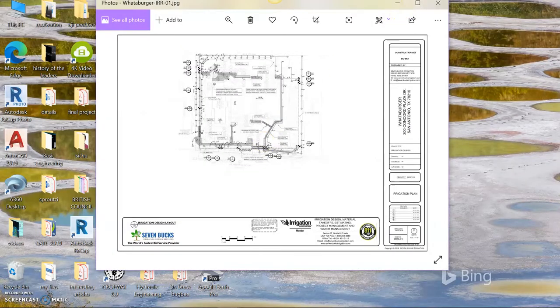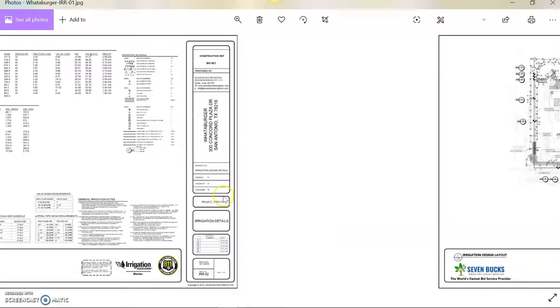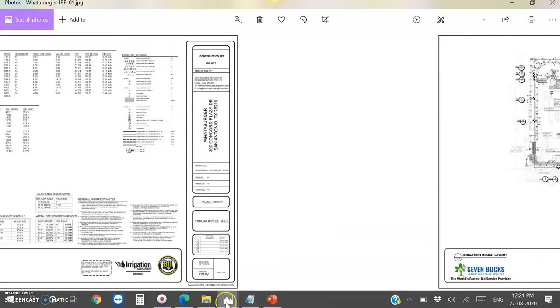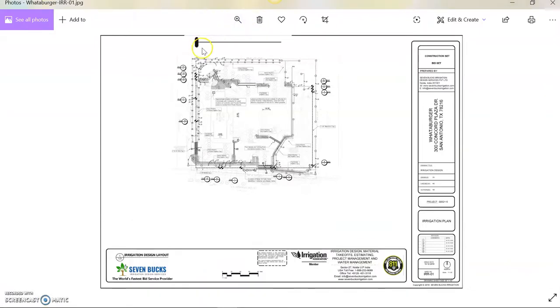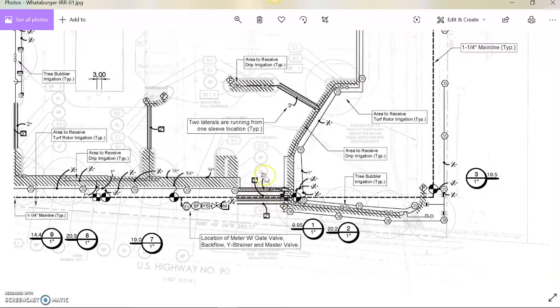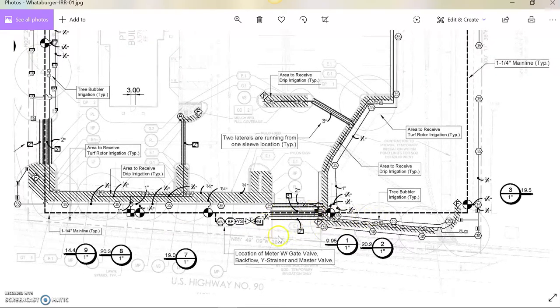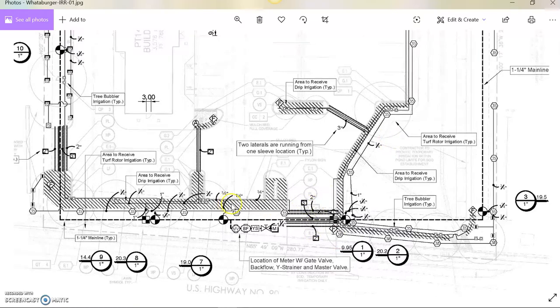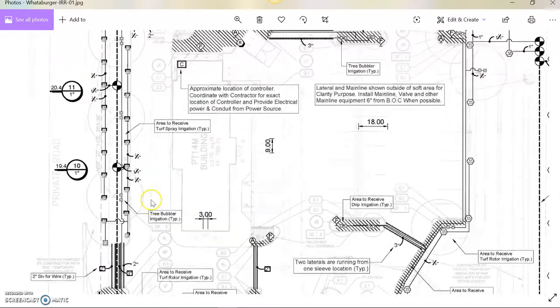We need to use sleeves in the hard areas, like if there are any roads or pathways, or anything the pipeline passes under. We need to use sleeves over the pipes because they are susceptible to pressure from above. So we need to cover them with one more safety sleeve. That's why we have used sleeves on every such pipe. We also need to consider this in our design.